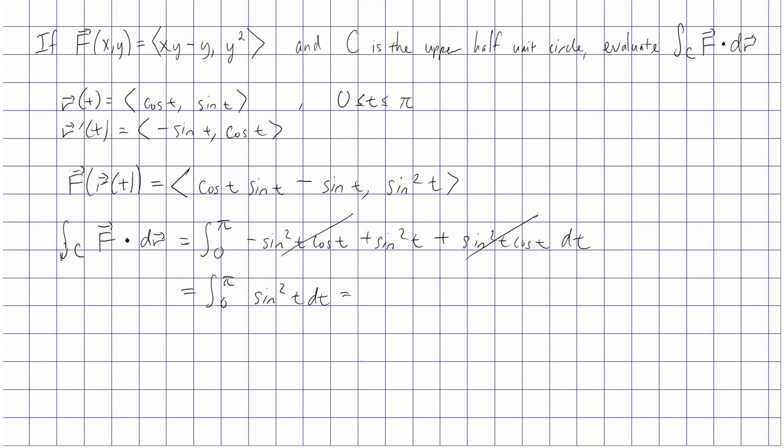dt. You can use an identity to write this as 1/2 the integral from 0 to pi of 1 minus cosine 2t dt, and then after substitution you'll get 1/4 the integral from 0 to 2 pi of 1 minus cosine u du, which will be 2 pi over 4, or just pi over 2.